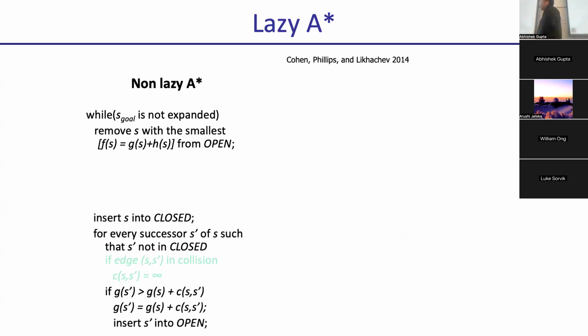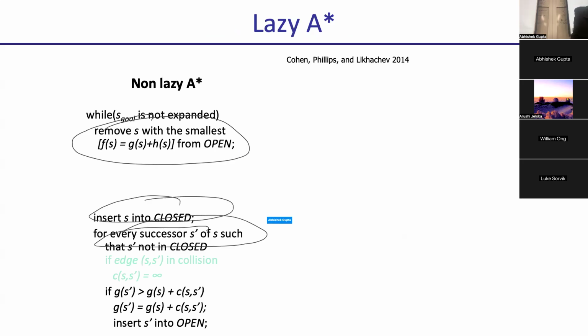So non-lazy A star looks something like this, right? Non-lazy A star says you pop the thing with the smallest f. You insert S into closed, and for every successor of S, let's call it S prime, you check if S to S prime is in collision. If it's in collision, set the cost to infinity. And then you check this g(S prime) condition, right? That's what A star search normally looks like: you do this edge check when you expand S, you check all of its children, right? So you expand S, check SA, SB, SC.